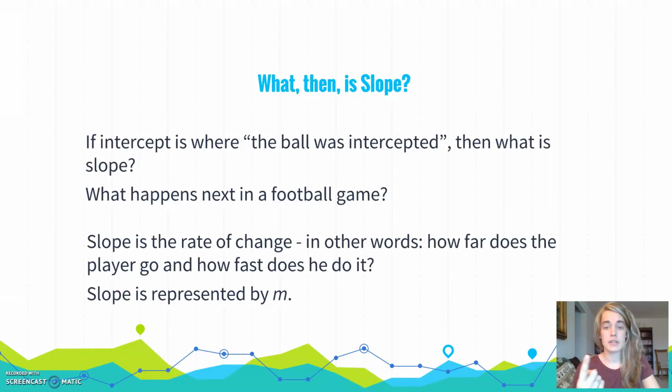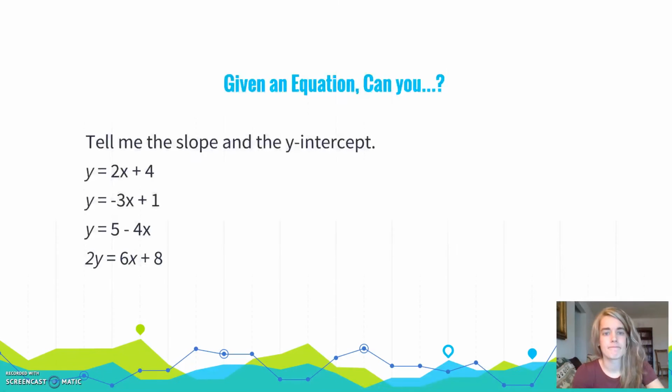How fast is your player moving and how far did your player run? That's kind of what slope is. You may have heard it as finding it by doing rise over run. So how far up and down did your player move in comparison to how far left and right? So rate of change, that's represented by the variable m.